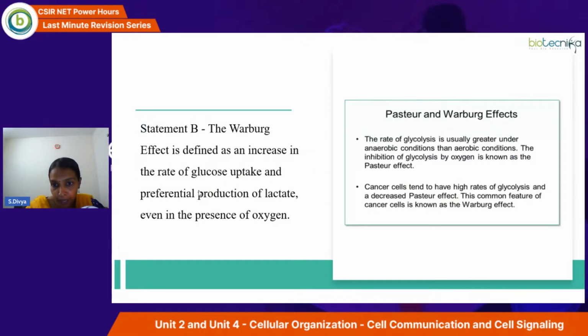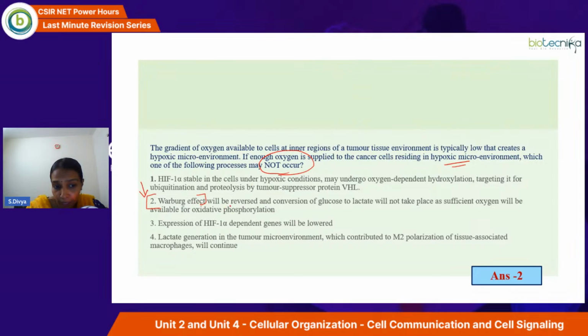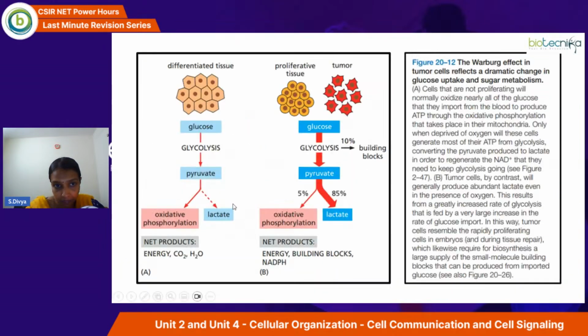See, Warburg effect means in spite of the presence of oxygen, there will be an increase in the level of glucose uptake and production of lactate takes place. That means whether oxygen is present or not, it hardly matters. Warburg effect means there will be an increase in the level of glycolysis irrespective of presence and absence of oxygen. So that is what is given here, it will be reversed, and conversion of glucose to lactate will not take place as sufficient oxygen will be available for oxidation. That is an incorrect answer. Okay. This is the difference.